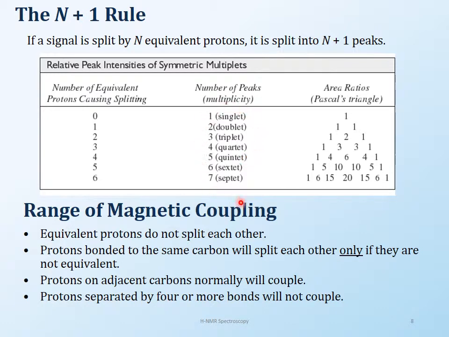All of these splittings have very specific names. So you have a singlet, which is no splitting, a doublet for 2, triplet for 3, quartet for 4, quintet for 5, sextet for 6, and then septet for 7. And look at the 7.